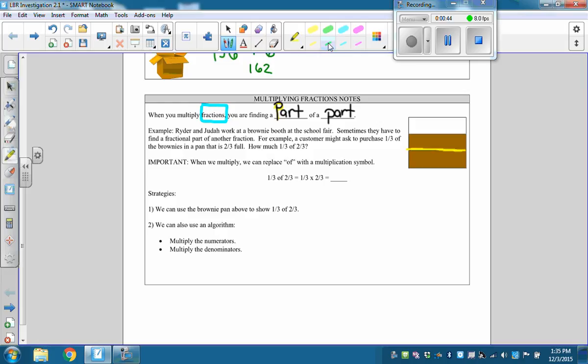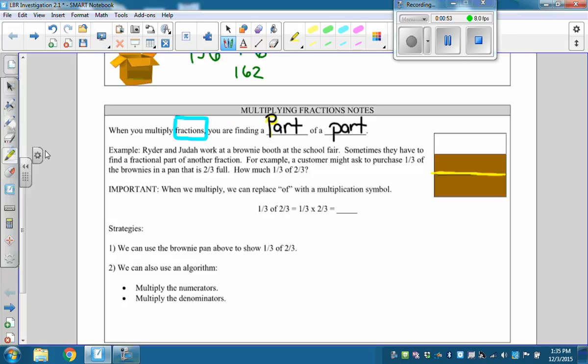You see that? Okay. So, Cameron, why don't you read for me the example? Ryder and Judah looked at a brownie booth at a school fair. Sometimes they have to find a fractional part of another fraction. For example, a customer might ask to purchase 1/3 of the brownies in a pan that is 2/3 full. How much is 1/3 of 2/3?